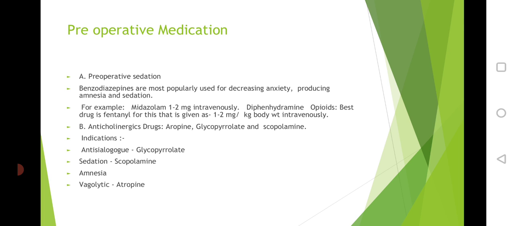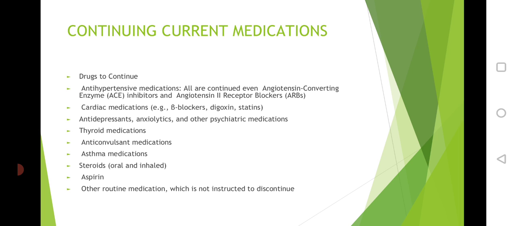Preoperative medication. For preoperative sedation, benzodiazepines are the most used for decreasing anxiety, producing amnesia and sedation, for example midazolam 1 to 2 mg intravenously, diphenhydramine. Opioids: the best drug is fentanyl, given as 1 to 2 microgram per kg body weight intravenously. Anticholinergic drugs: atropine, glycopyrrolate and scopolamine. Indication: antisialagogue, glycopyrrolate; sedation and amnesia, scopolamine; vagolytic, atropine.